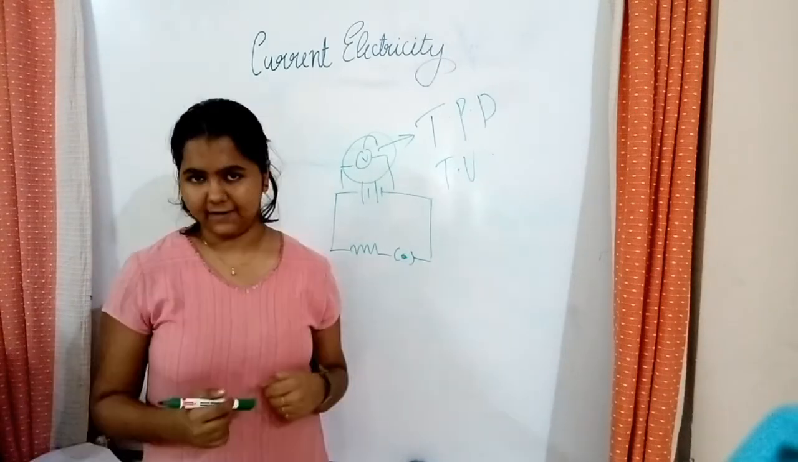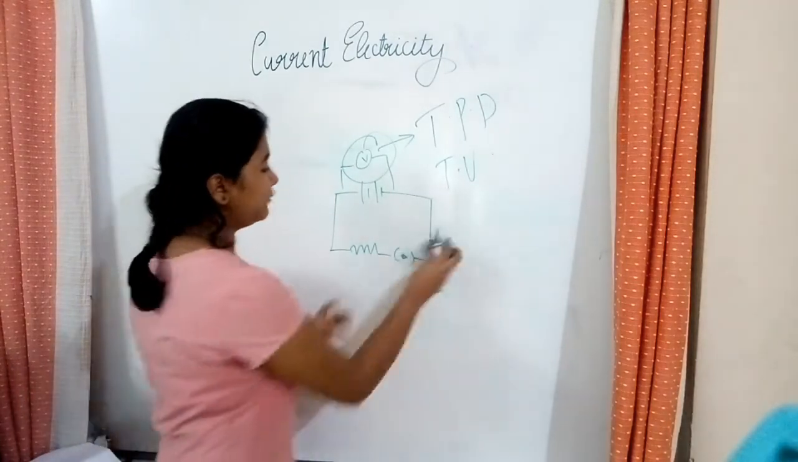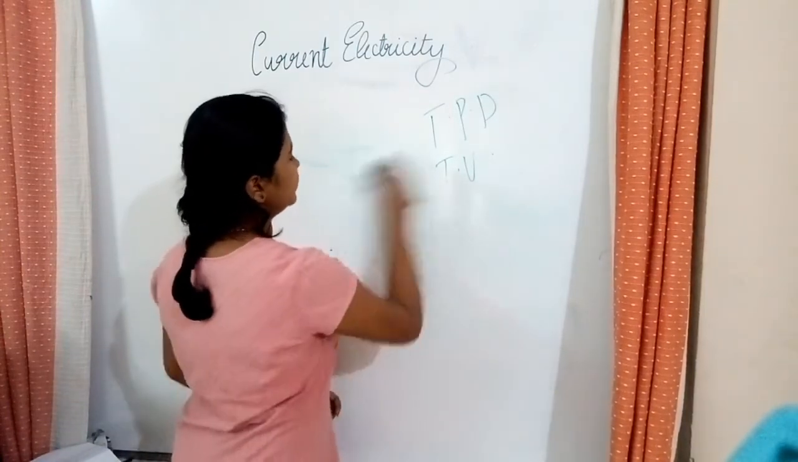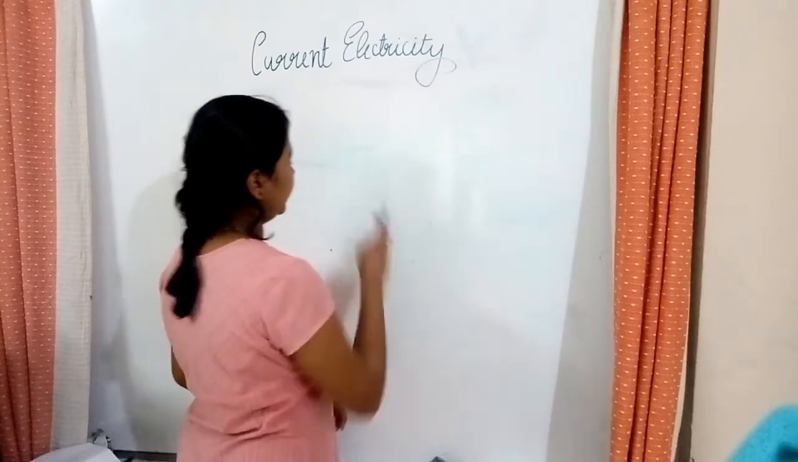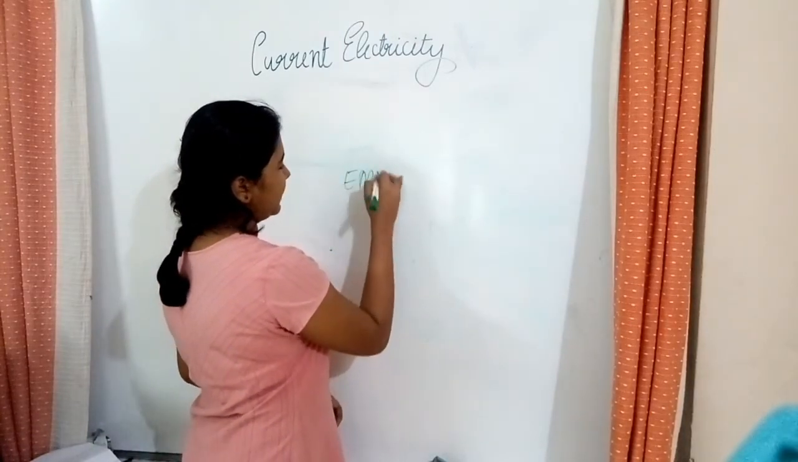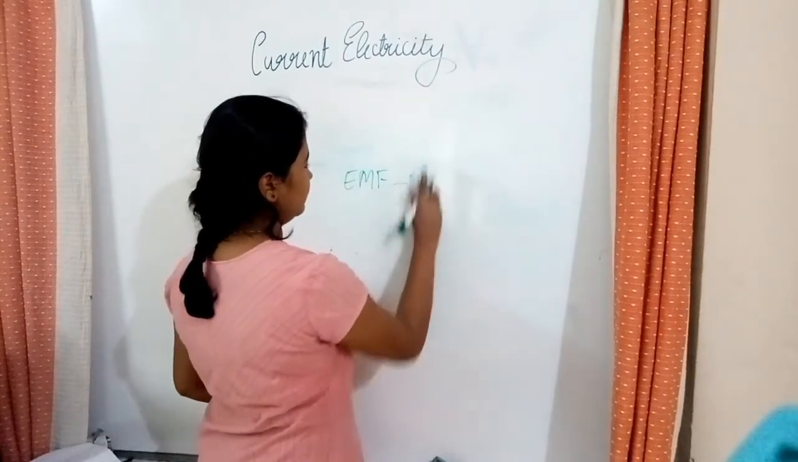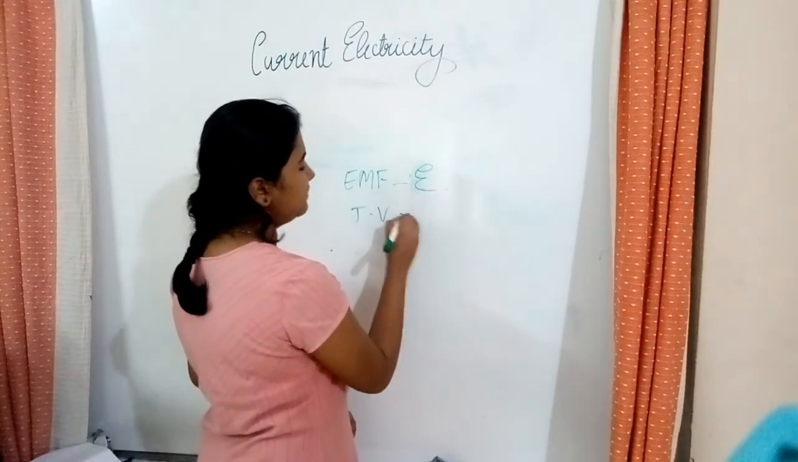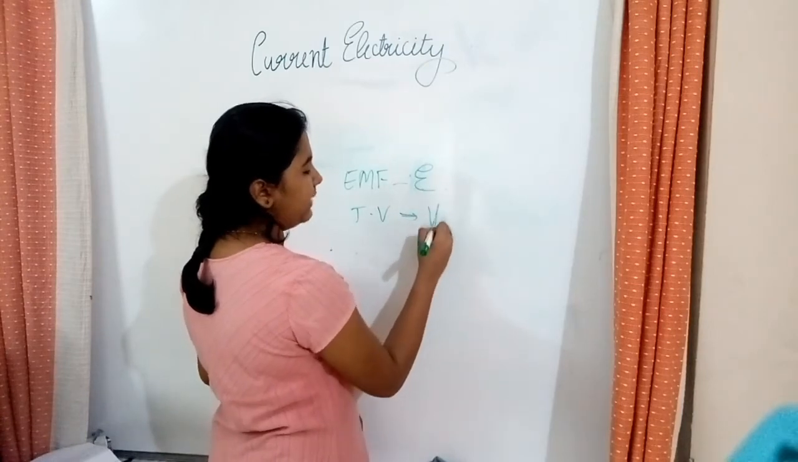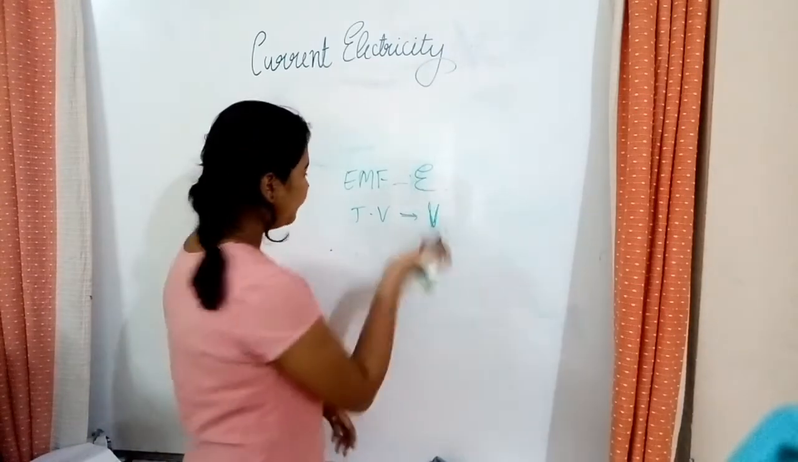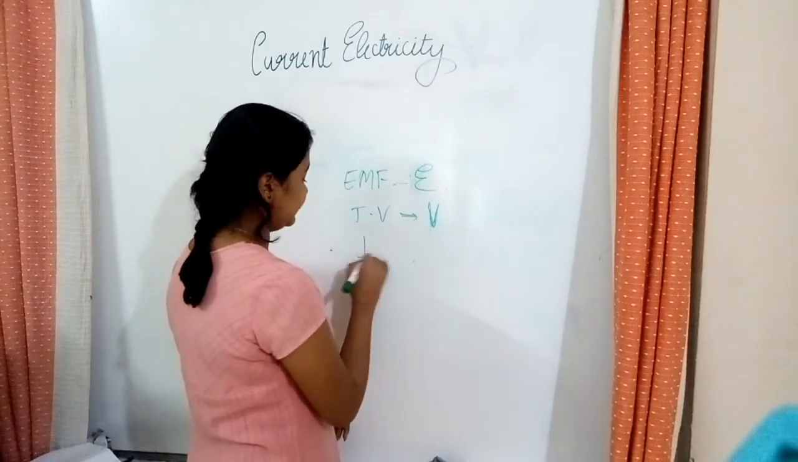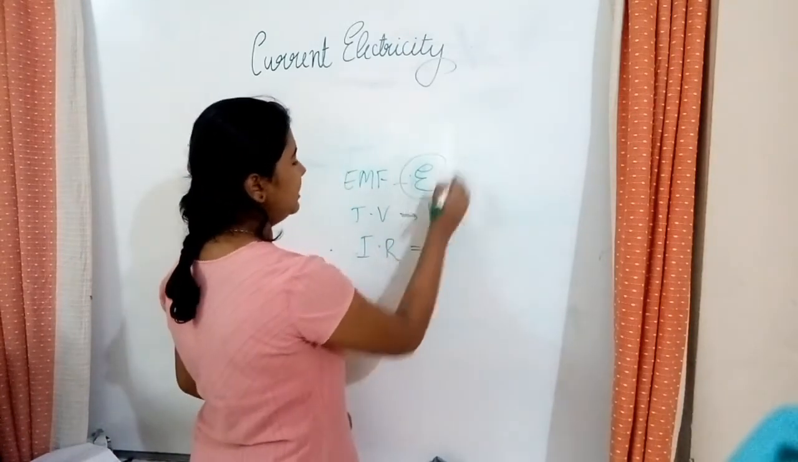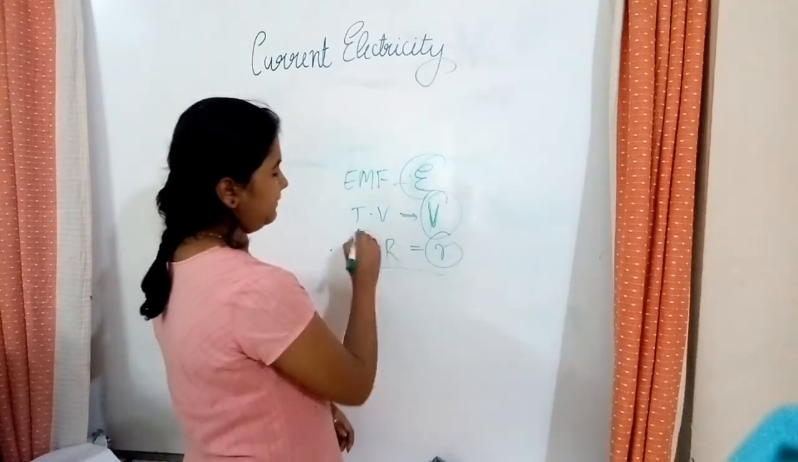So now we learn graphs. Before learning about the graphs, I forgot to mention the representations of each of them. EMF is represented by the letter E. Terminal voltage or terminal potential difference is represented by capital V. And internal resistance is represented by small r. So these are the representations of each of them.